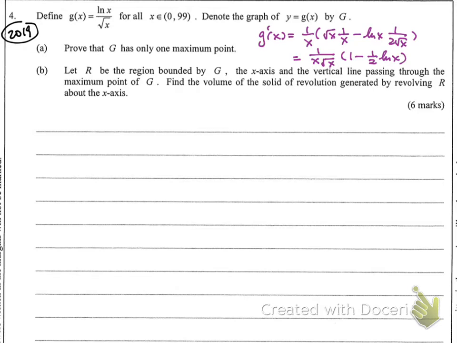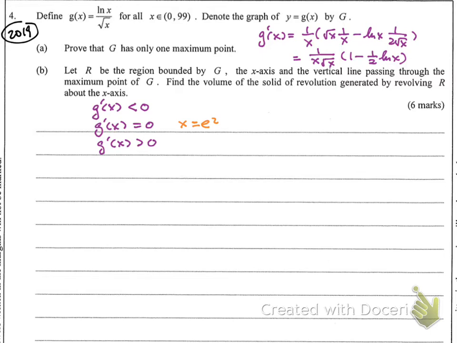So let's investigate the maximum point. We have g prime x less than 0, g prime x equals 0, g prime x greater than 0. It depends on x. When 1 minus half log x is 0, that means log x is 2, that means x is e squared. So when x is e squared, we have g prime x equals 0.